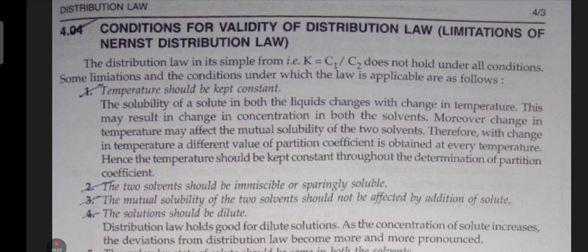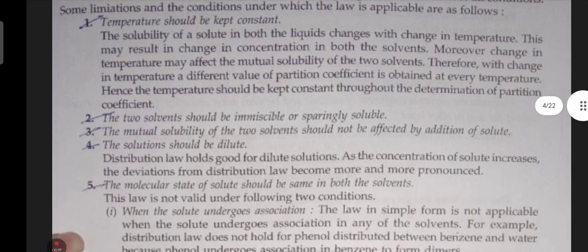Therefore, with the change in temperature, a different value of partition coefficient is obtained at every temperature. Hence, the temperature should be kept constant throughout the concentration of partition constant. Second, the two solvents should be immiscible or only slightly soluble. The mutual solubility of the two solvents should not be affected by the addition of solute.